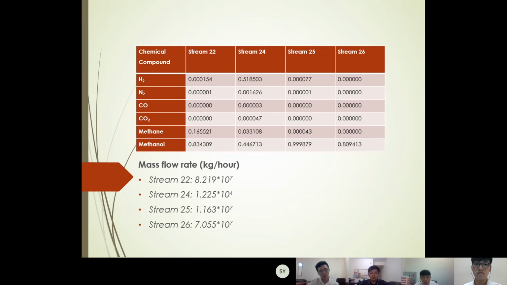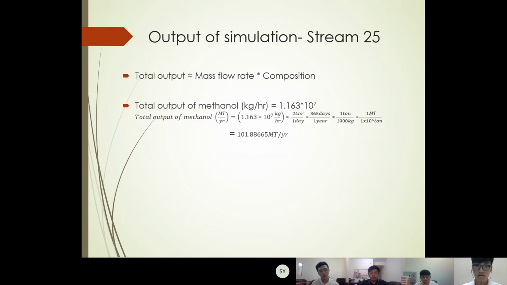The outlet of methanol is focused at stream 25, and all of this is the details of the reactor there. Lastly, the output of the methanol is in units of kilogram per hour. The required unit is megaton per year. After the unit conversion, we get that the output of methanol is about 101.88 megaton per year. So I'm now passing my speech to Kenye.